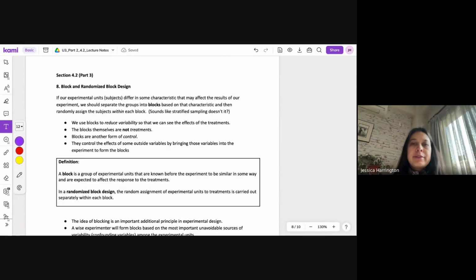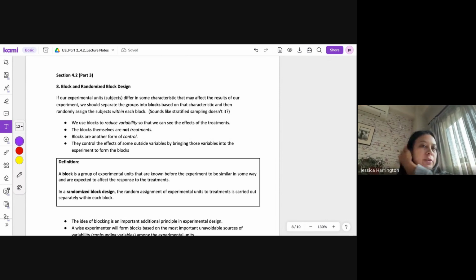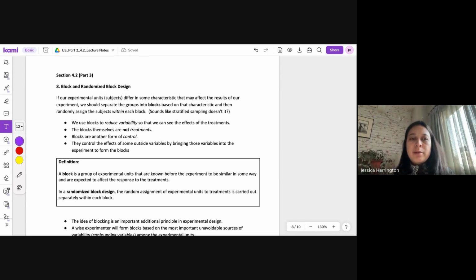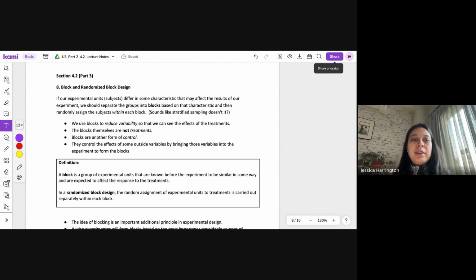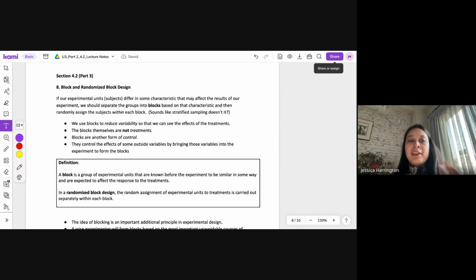All right, last section of these notes. Now we've talked about experiments, how you experiment well. Now we're going to talk about a very specific type of experiment design called block design, or sometimes called randomized block design. Okay, so in a block design, you're essentially taking your experimental units and breaking them into blocks. And then you randomly assign your treatment within the blocks.